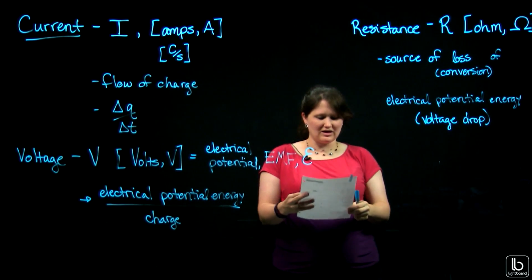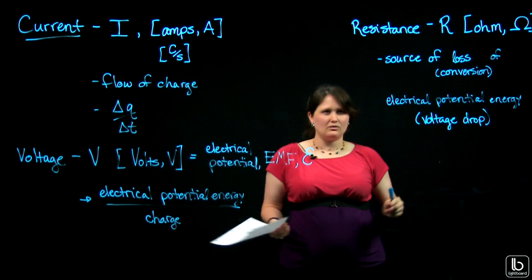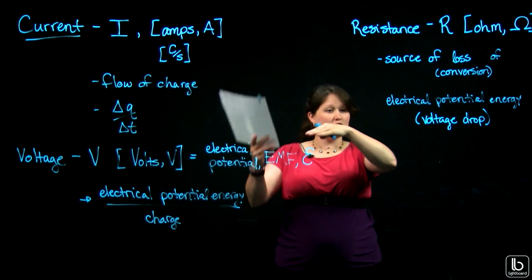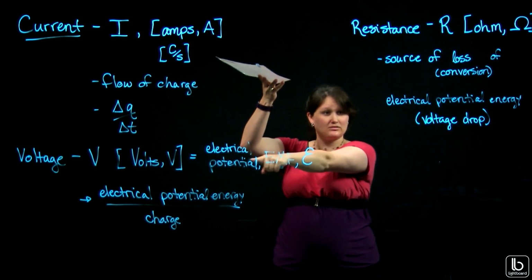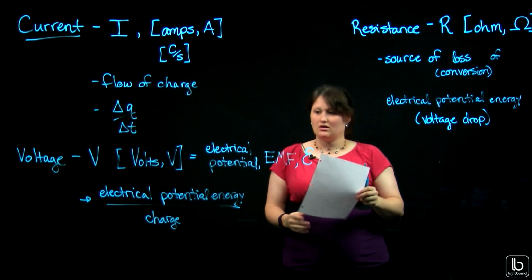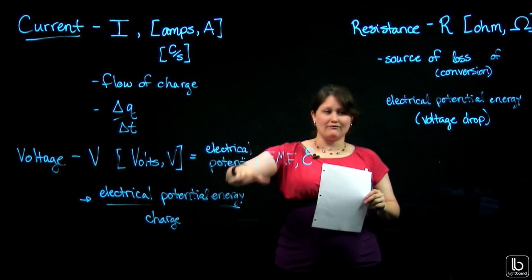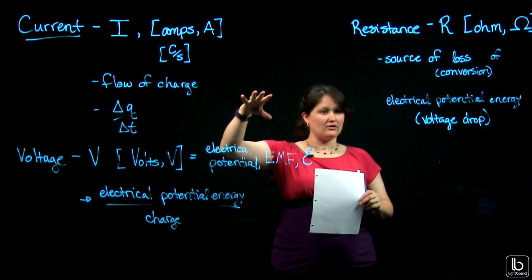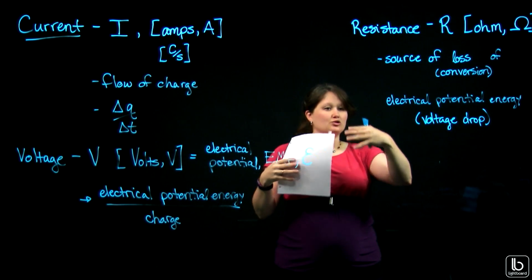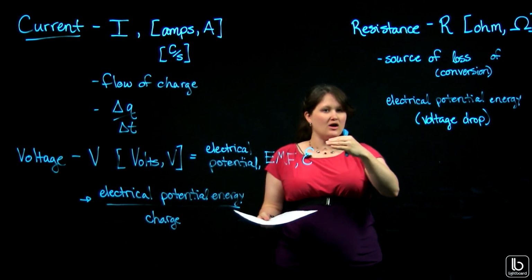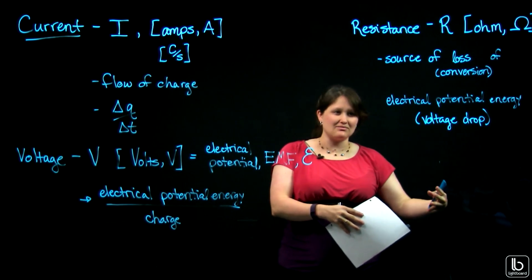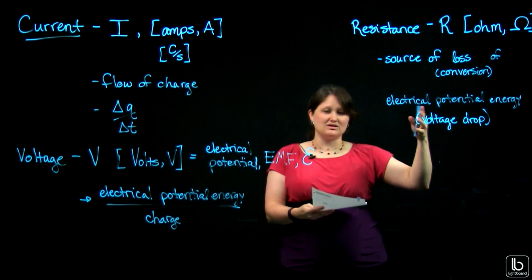So in essence, what we have is current flows when there is a potential difference, our electrical potential difference. So voltage causes current to flow. And as current is flowing, when it loses energy, anything that causes that energy to drop, to be converted into something else, we call that resistance.